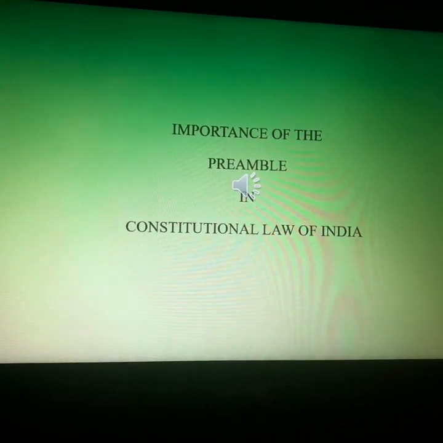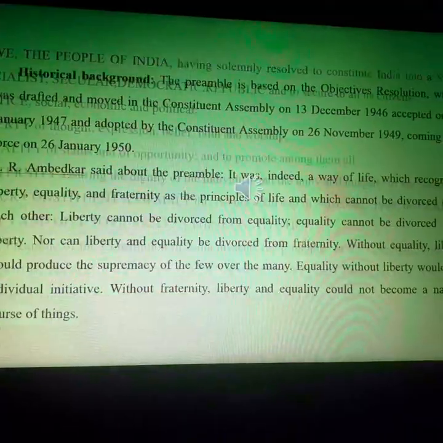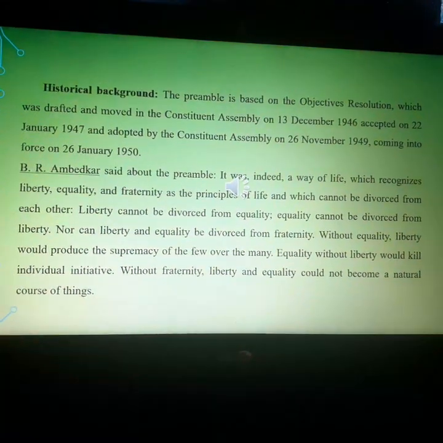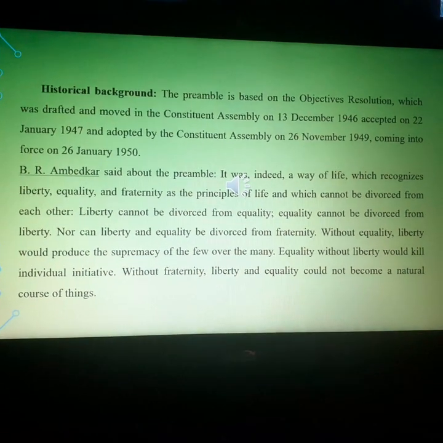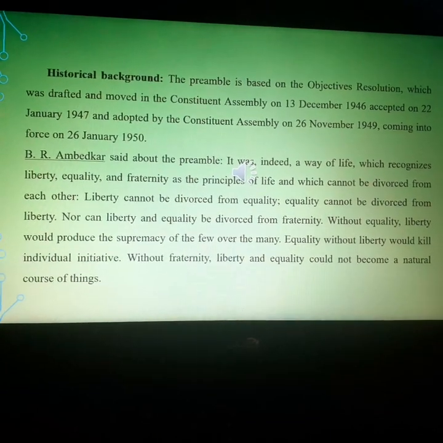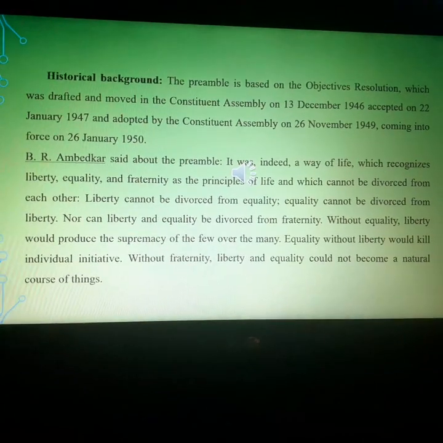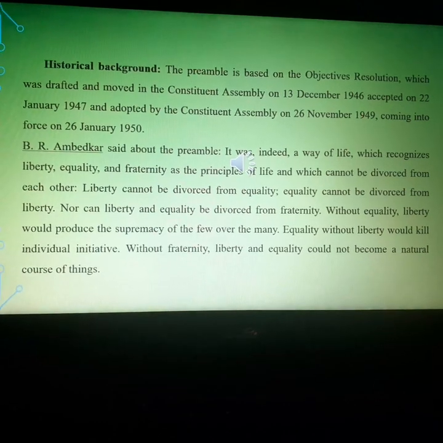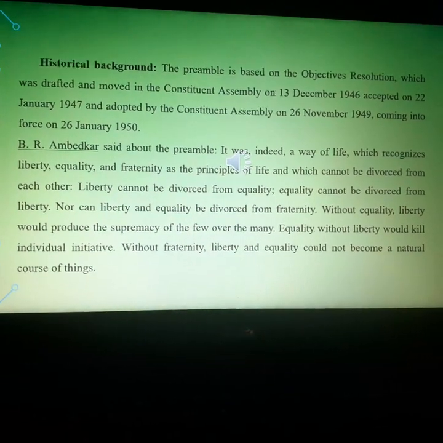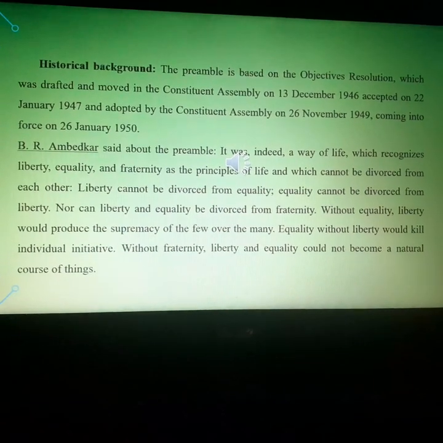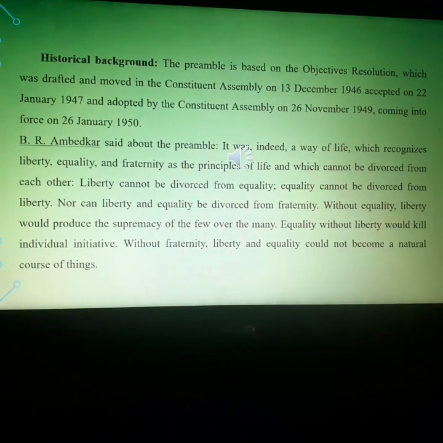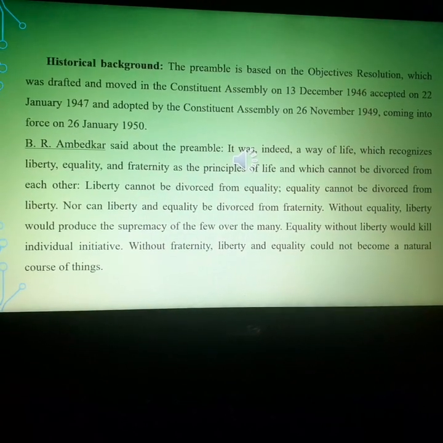Importance of Preamble in Constitutional Law of India. Historical background. The Preamble is based on the Objectives Resolution, which was drafted and moved in the Constituent Assembly on 13 December 1946, accepted on 22nd January 1947, and adopted by the Constituent Assembly on 26 November 1949, coming into force on 26 January 1950.